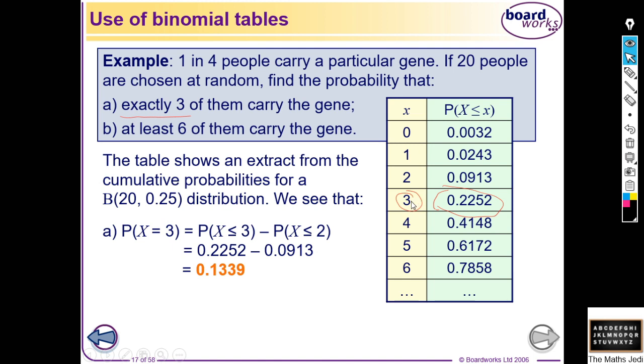Because of course this is the probability of 3 plus 2 plus 1 plus 0, minus the probability of 2 plus 1 plus 0, so if you take those away, that will leave you with the probability of 3, and here we're getting a number, 0.1339. For at least 6, it's something similar.